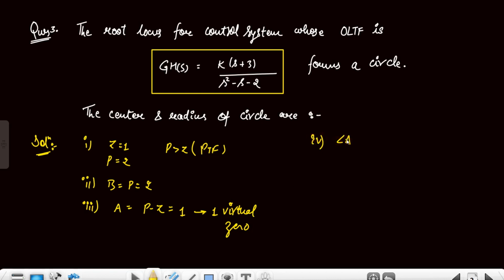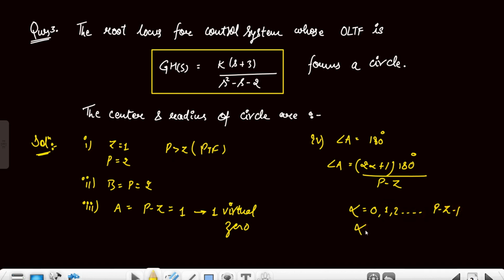Now the angle of asymptote. Whenever there is a single asymptote, the angle is 180 degrees, and it is calculated according to the formula (2α+1)×180°/(P−Z), where the value of α goes from 0, 1, 2, up to P−Z−1. So the maximum value of α is P−Z−1, which in this case is 0. When we put α equal to 0, we get this angle, that is 180 degrees.